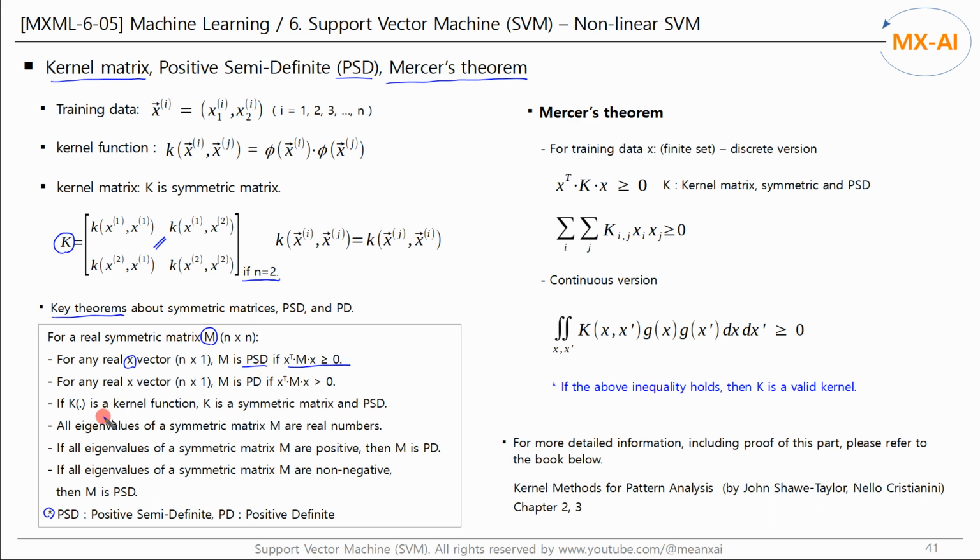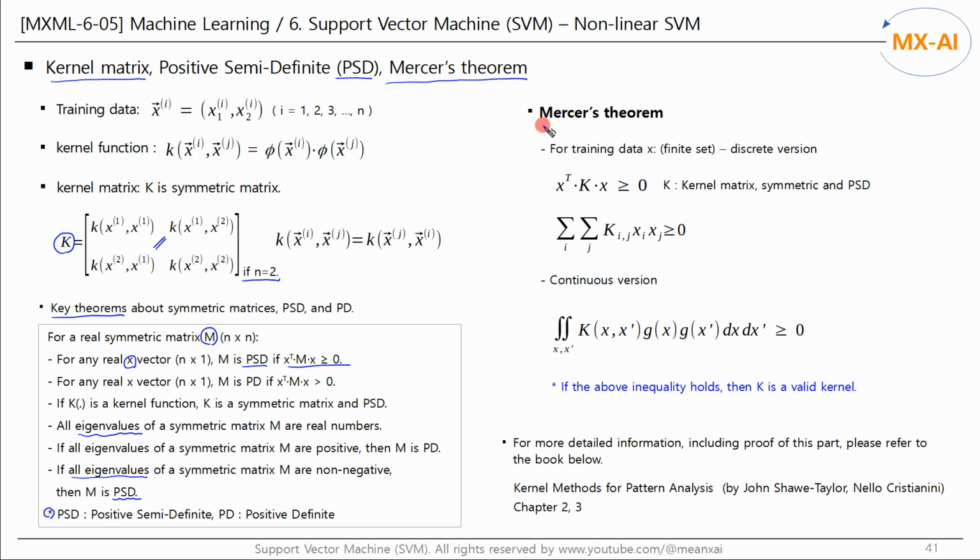All eigenvalues of a symmetric matrix M are real numbers. And if all eigenvalues of a symmetric matrix M are non-negative, then M is PSD. Since the kernel matrix K is also a symmetric matrix, if all eigenvalues of K are non-negative, then K is also PSD.